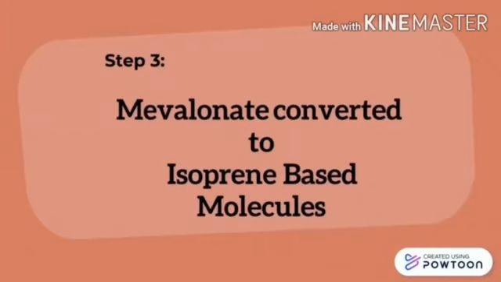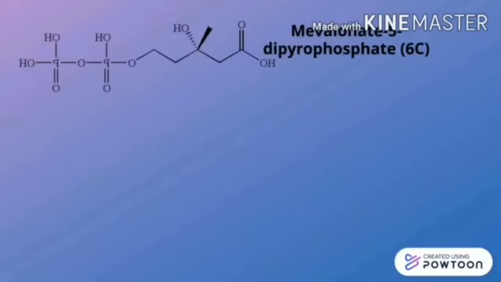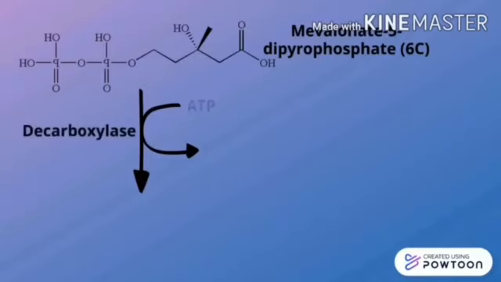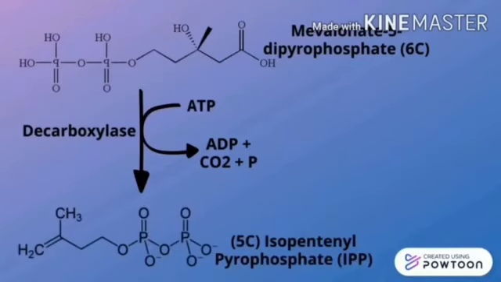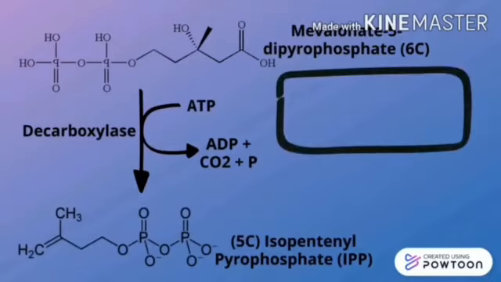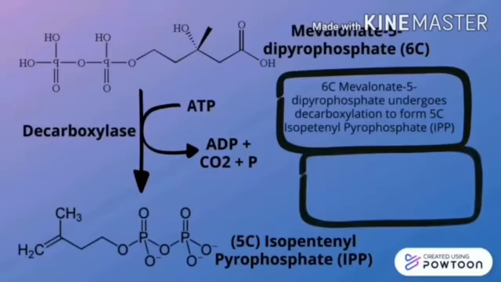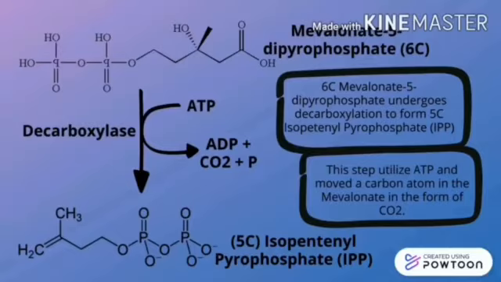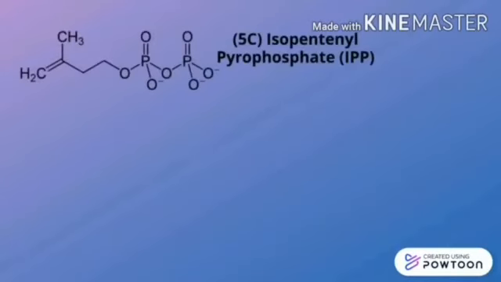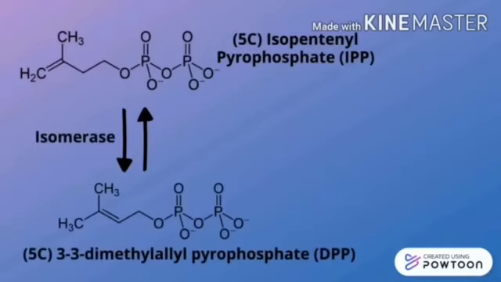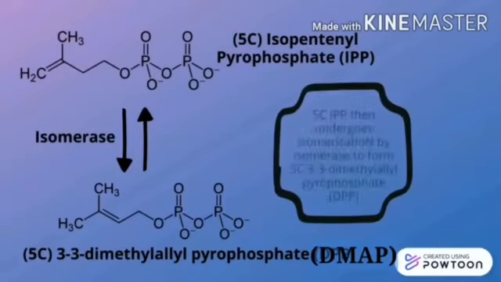Step 3, mevalonate converted to isoprene-based molecules. Mevalonate undergoes decarboxylation by decarboxylase to form IPP. This step utilizes 1 ATP to remove 1 carbon atom in the mevalonate in the form of carbon dioxide. This causes release of 1 ADP, 1 phosphate group and 1 carbon dioxide. IPP then undergoes isomerization by isomerase, forming DMAP.